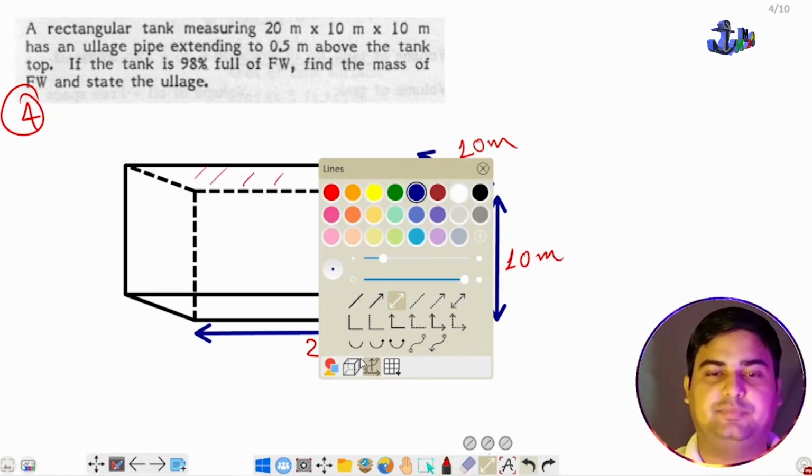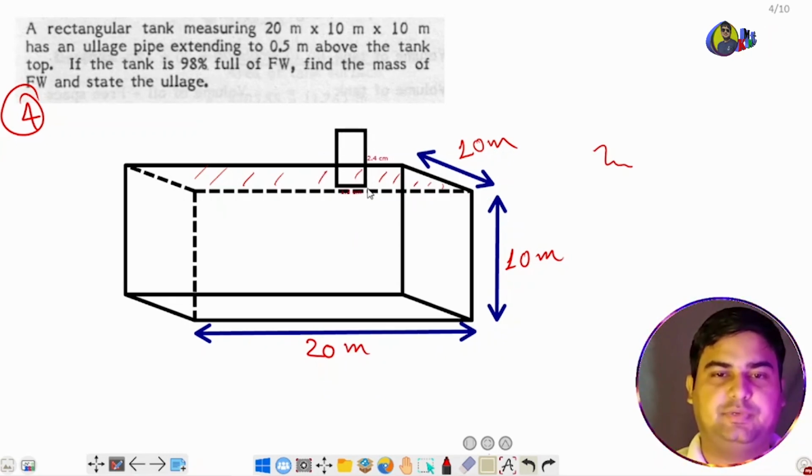So we'll draw the ullage pipe that is extending 0.5 meters. This is 0.5 meters above the tank top. This is known as the tank top. So above it, the ullage pipe is extending 0.5 meters.